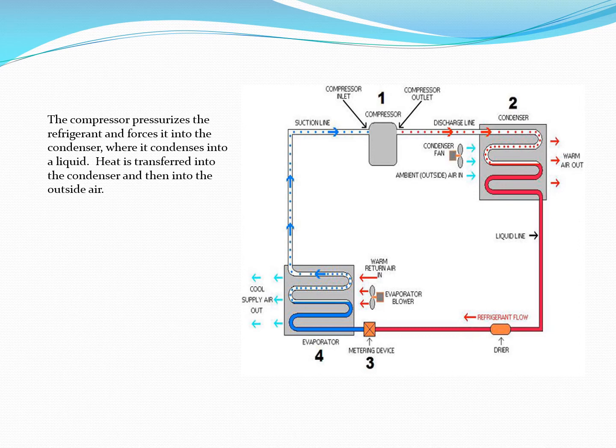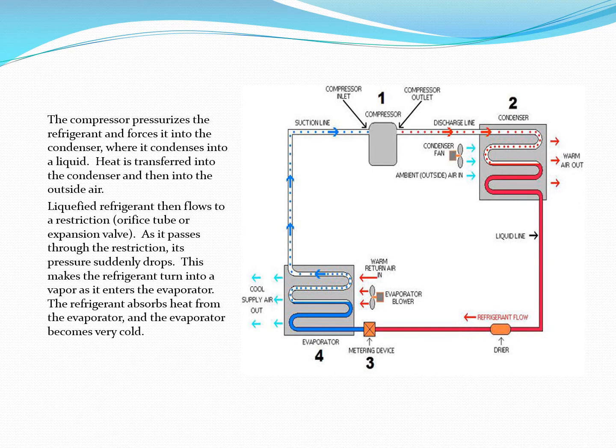So to go to the text here, the compressor pressurizes the refrigerant, forces it, so there's the pressure part, into the condenser where it condenses into a liquid. So you can see there where the dots turn to a solid line, that is now liquid. Heat is transferred into the condenser and then into the outside air.